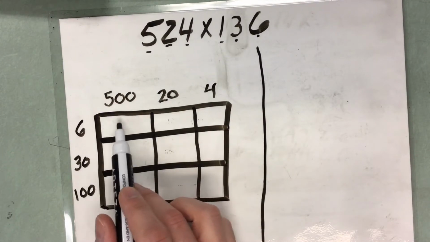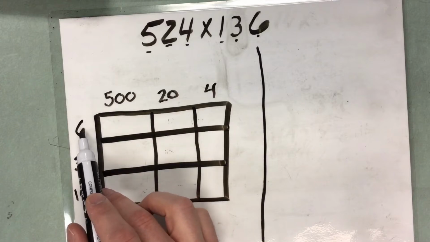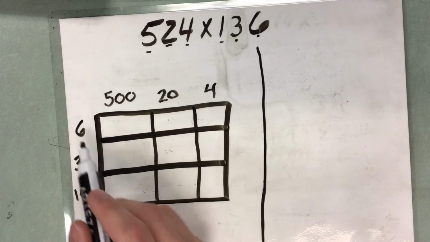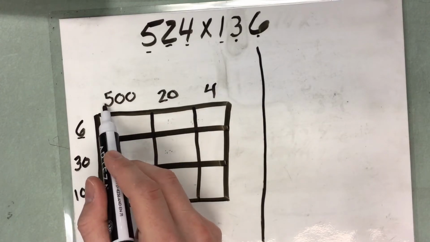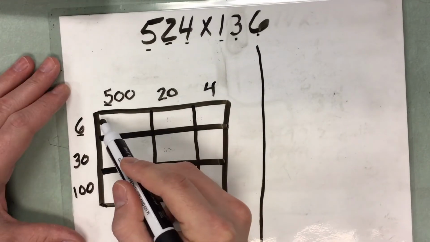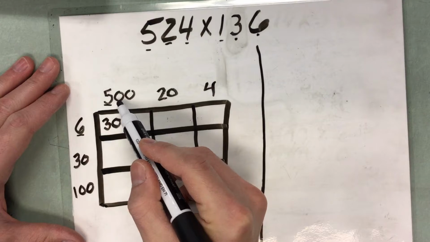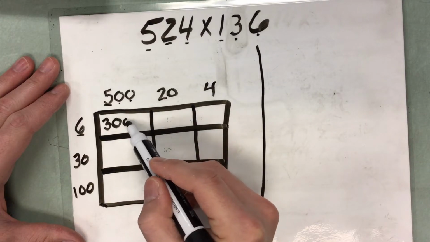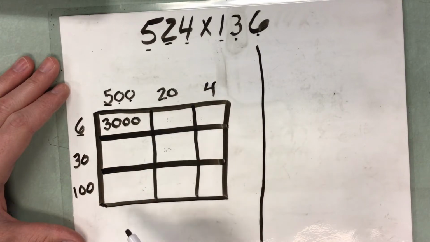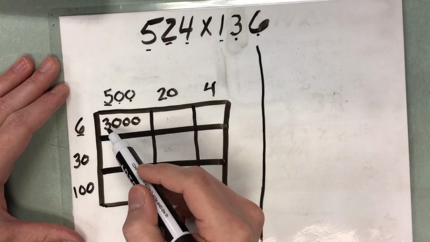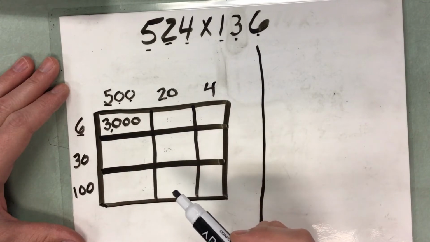In this first box in the top left-hand corner, we're going to multiply 6 times 500. So I'm going to multiply 6 times 5, which is 30. And then since this is 500, I need 2 zeros after my 30 to account for the 100. So that gives me 3,000.